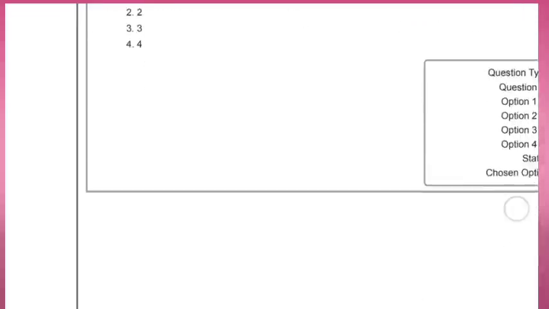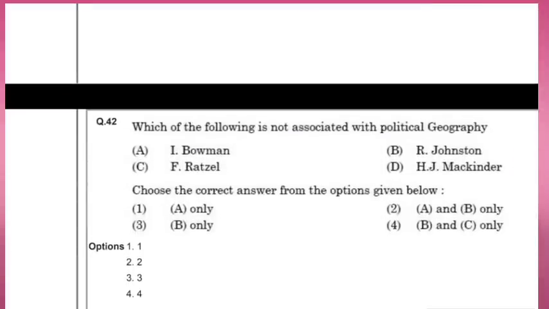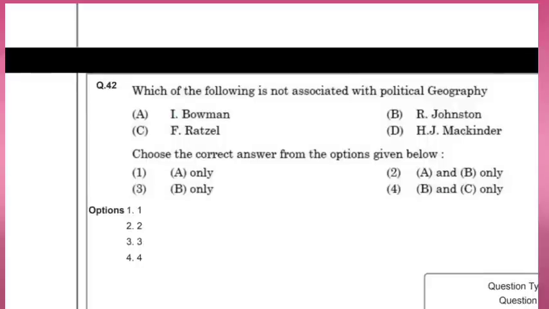And next question: choose the correct answer from the options given below. Which of the following is not associated with political geography? Options: Yvonne, R. Johnston, Radgel, and H. J. McIntyre. Basically, option B, only Johnston, is the correct answer. He is not associated with political geography.